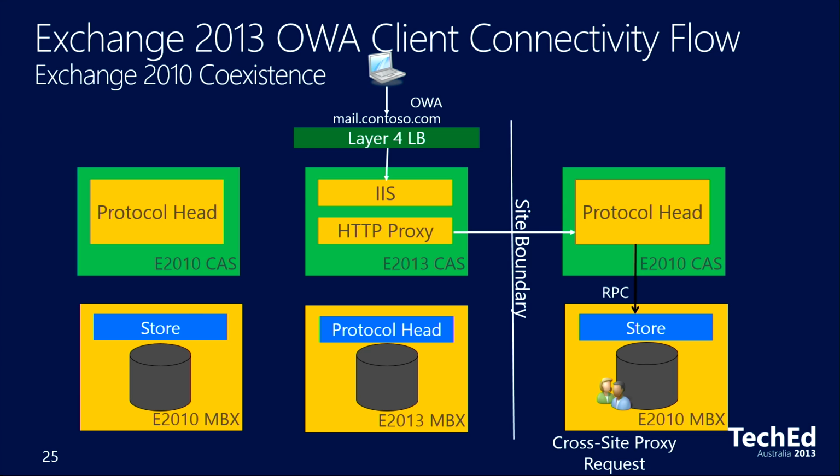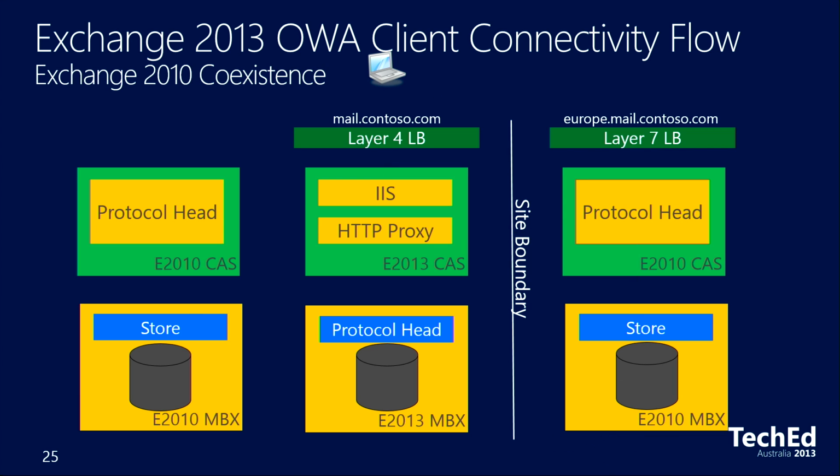Now let's mix things up a bit. Now let's pretend that this site is now an internet-facing site. So things get a little different here because we now have a second namespace and a second point of ingress into the system. So the OA client will, again, resolve that name. It'll go through the load balancer. IIS will do the lookup.